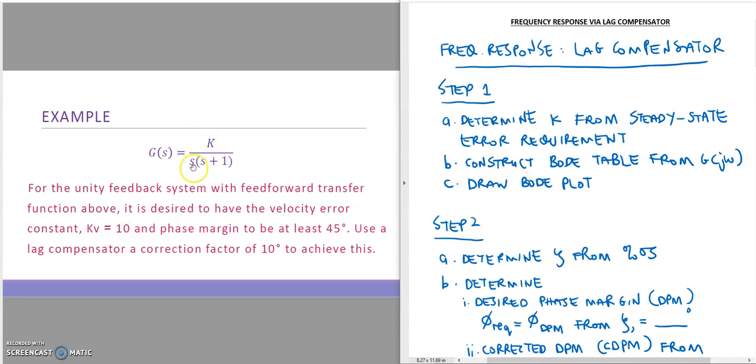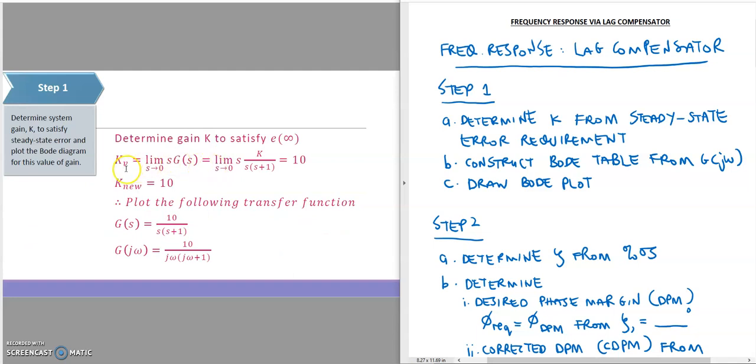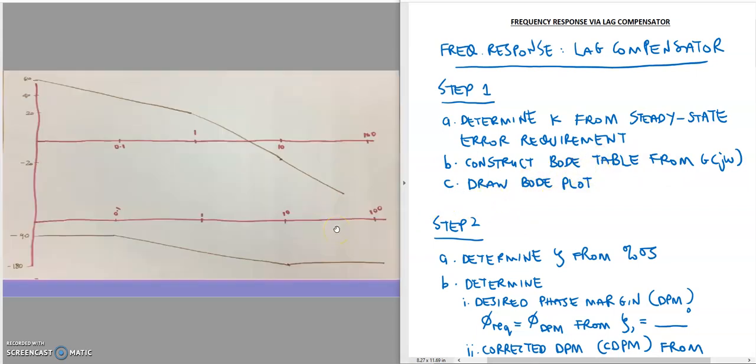Once you determine this K, KV is equal to this formula and then equal to 10, and then we calculate K to be 10. By knowing the value of the unknown gain K, which is 10, we construct the Bode table from G(j omega), meaning that we need to replace S with j omega. Based on this, we construct the Bode table, and based on the Bode table, we draw the Bode plot. So this is the Bode plot.